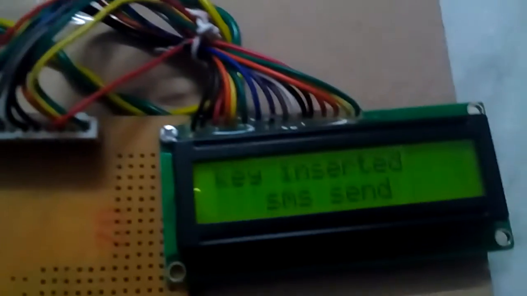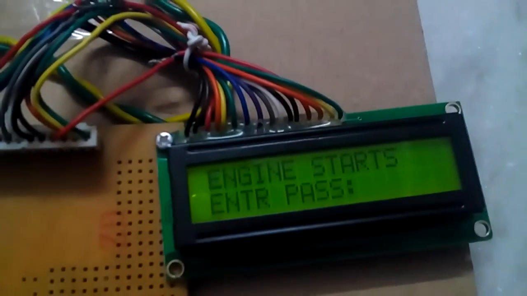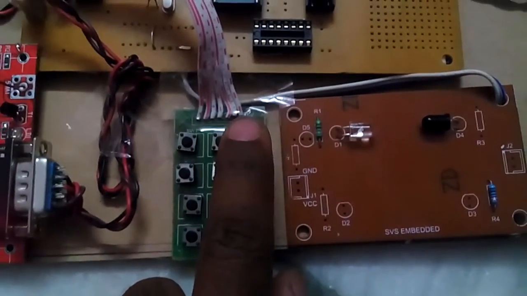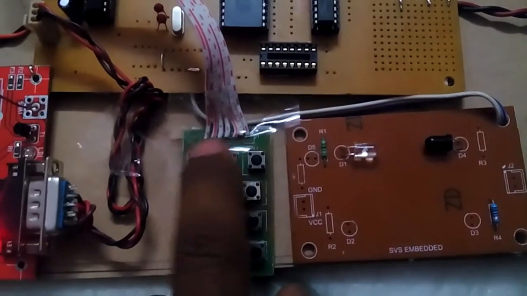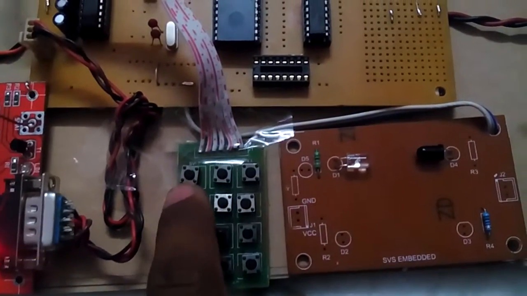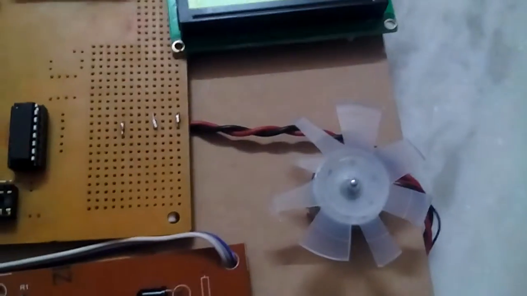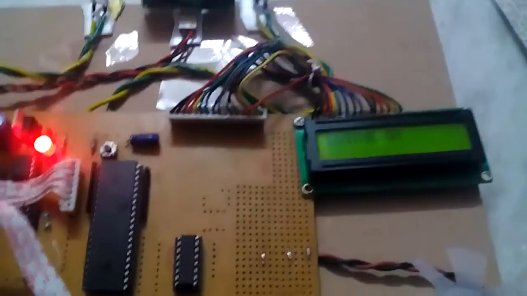Key inserted, it will ask for the password. I am giving 1 2 3 4. Password 1 2 3 4, okay. Engine on, it is sent that you are the authorized person, and the engine starts.